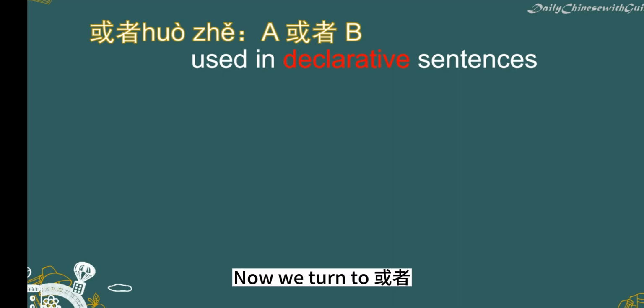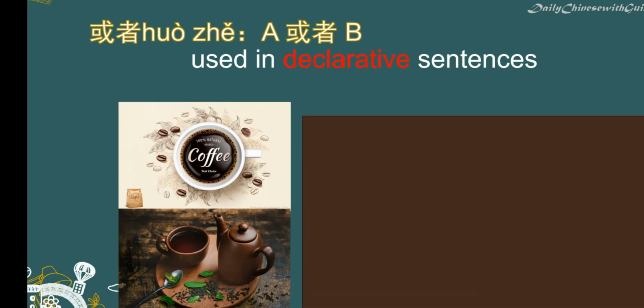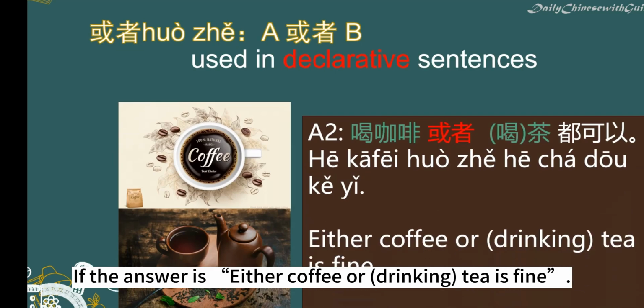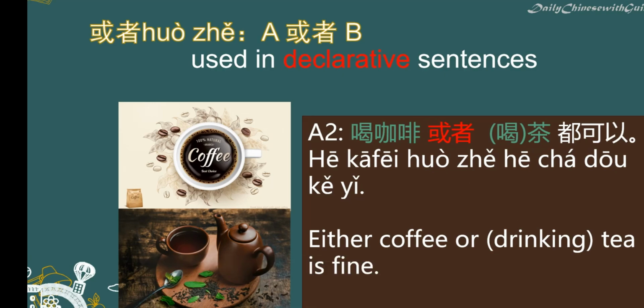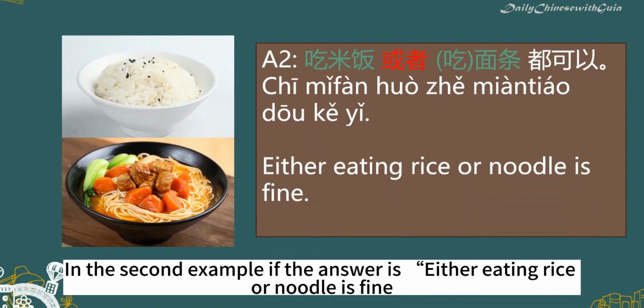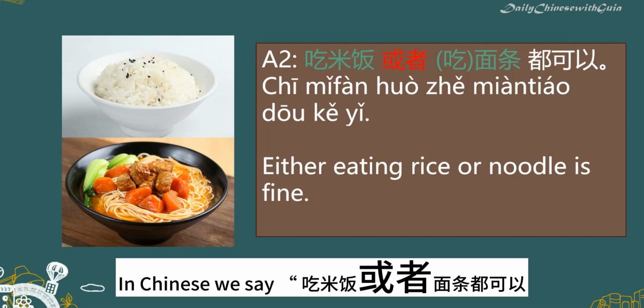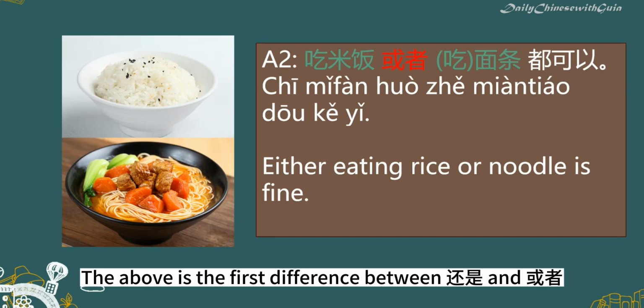Now we turn to 或者 used in declarative sentences. We also use the previous examples. If the answer is either coffee or tea is fine, we can say in Chinese, 喝咖啡或者喝茶都可以. In the second example, if the answer is either eating rice or noodles is fine, in Chinese we say 吃米饭或者吃面条都可以. Above is the first difference between 还是 and 或者.